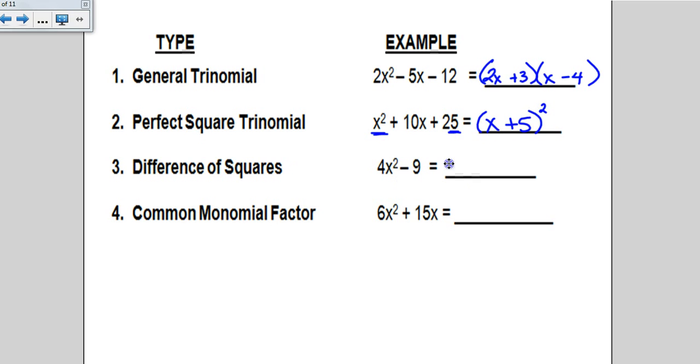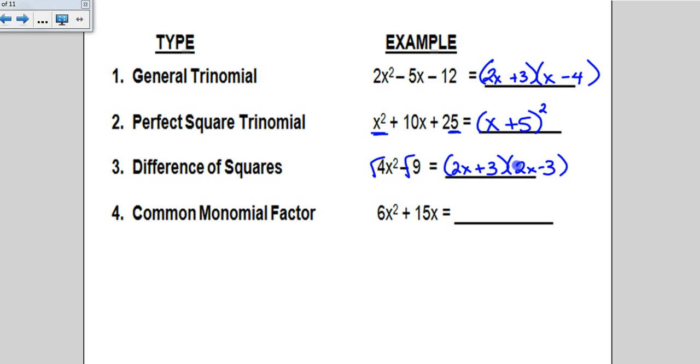The difference of squares was my favorite pattern. That's where they were both perfect squares and very easy to factor because all you had to do was square root the first and the last number. And you got 2x. One was a plus 3, and then 2x, the other one was a minus 3.